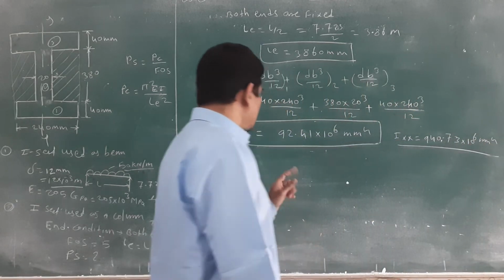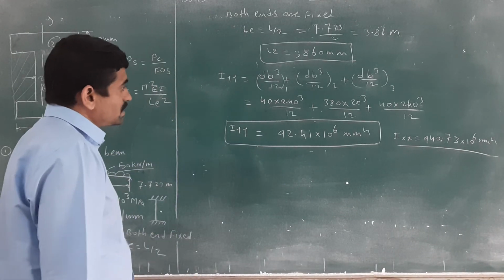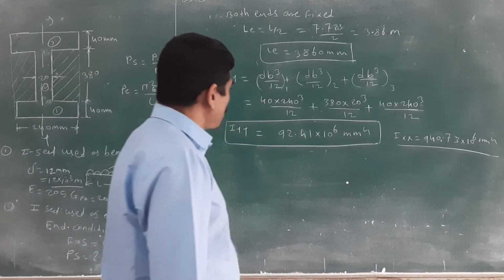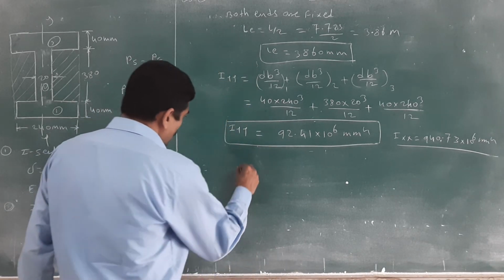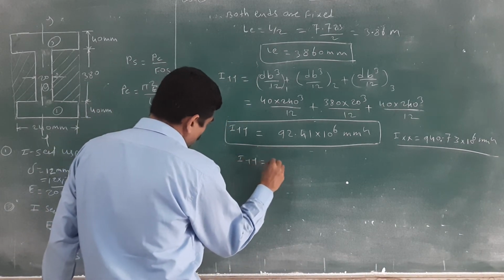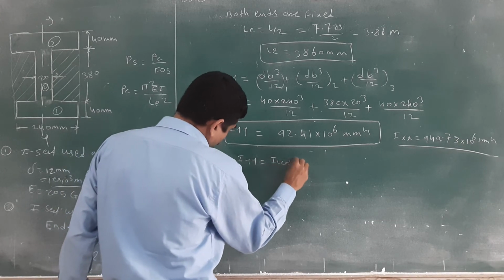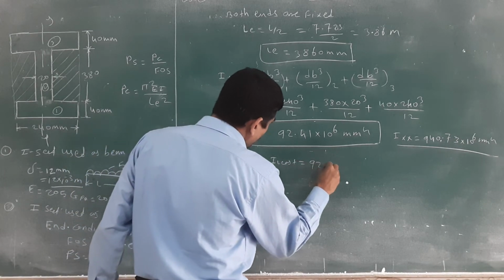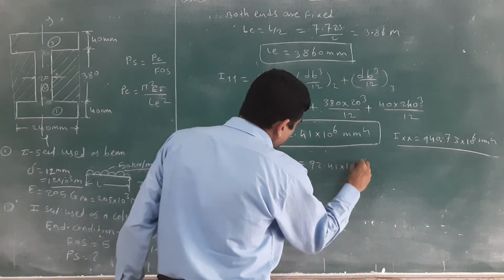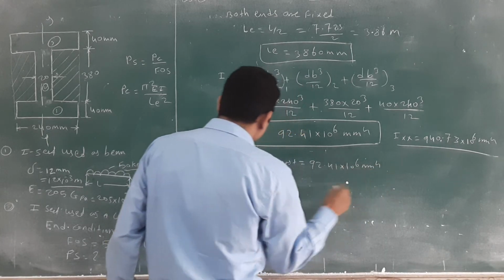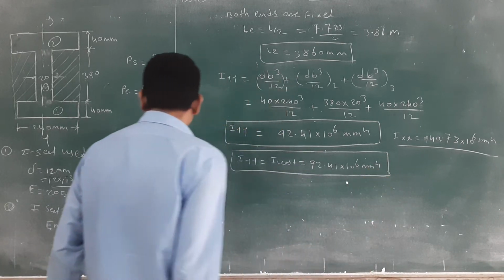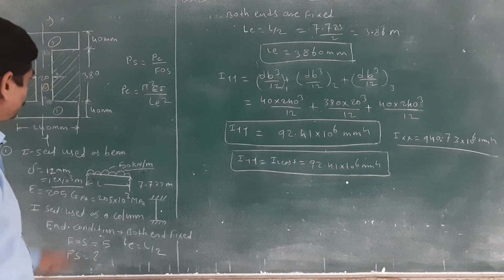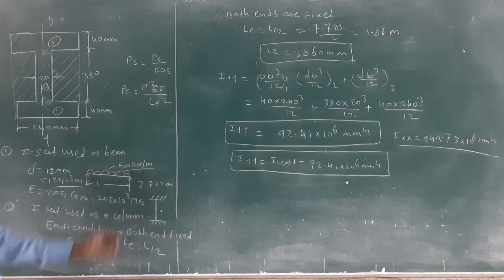And which is the least value? Check that. Least means small value. Okay, you have to choose the small value. This IYY is equal to I least is equal to 92.41 into 10 raised to 6 mm raised to 4. You have to use this value in this equation when you find out the PC value.